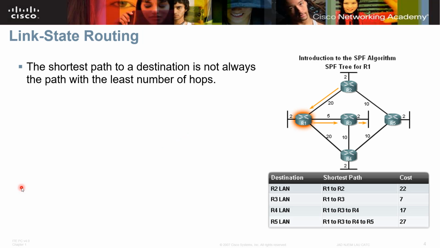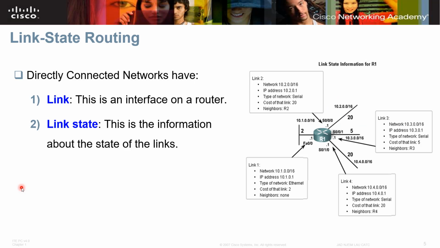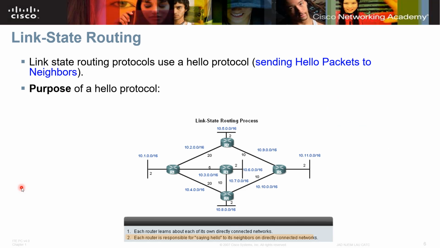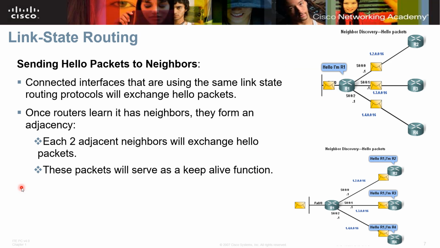We discussed how we can generate the shortest path first tree from router one to all other destinations. And we discussed different link state protocol packet types, like the hello protocol and hello packets that discover neighbors. We also discussed the different steps of a link state routing protocol.